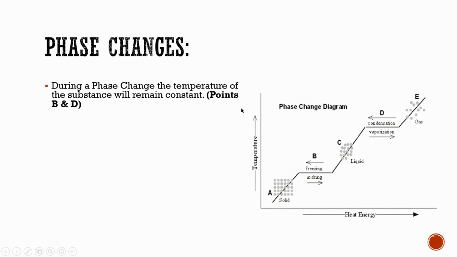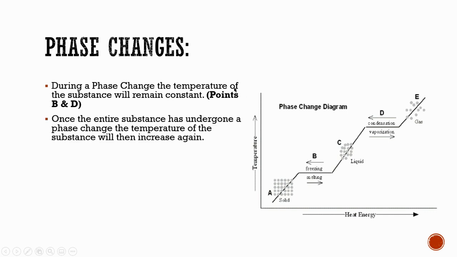And then phase change graphs. Now, guys, again, hopefully this is a review from earlier in the year. During a phase change, the temperature of a substance will remain the same. It does not change. So the substance will only heat up or cool off when it has completely changed into that new phase of matter. Once the entire substance has undergone a phase change, the temperature of the substance will then again increase.